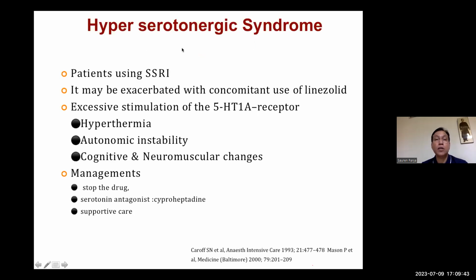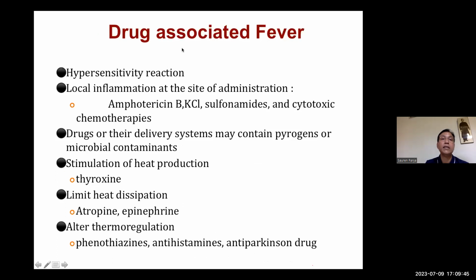And the hyperserotonergic discussion we have already discussed, so I am not going into it. Then there is drug associated fever, which is another very common problem in critical care patients. There are so many drugs. Drugs can directly cause a hypersensitivity reaction. They can cause local inflammation at the site of administration, particularly amphotericin B, potassium chloride, sulfonamide, and cytotoxic chemotherapy. These can cause local inflammation and fever. So it is not related directly to the drug, but to the local administration and inflammation that is happening.